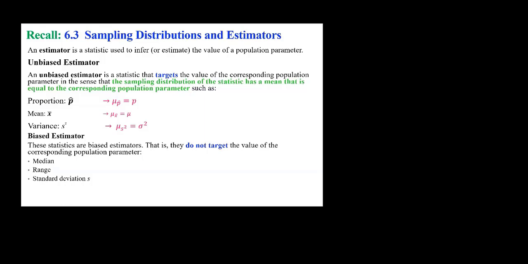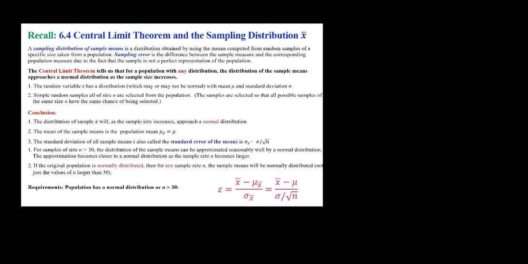Needless to say, some estimators are better than the other because they are unbiased, and some are not. When we say unbiased estimator and it targets the population parameter, we mean the sampling distribution has a mean that is equal to the corresponding population parameter. Therefore, as an example, we could write mu of P hat equals P.